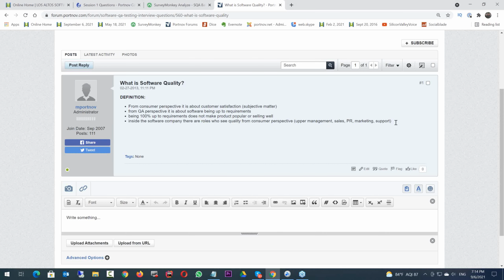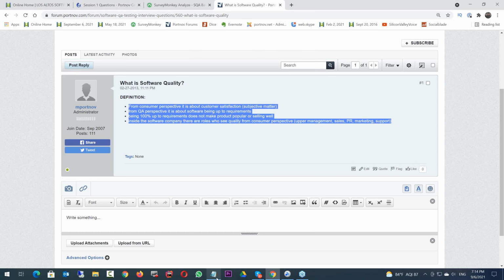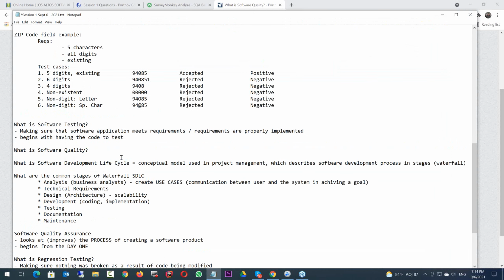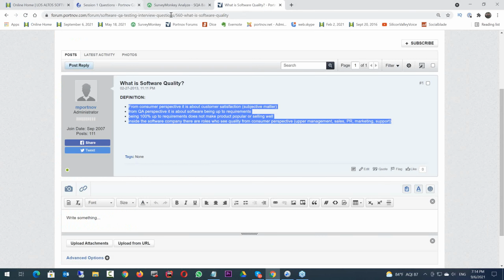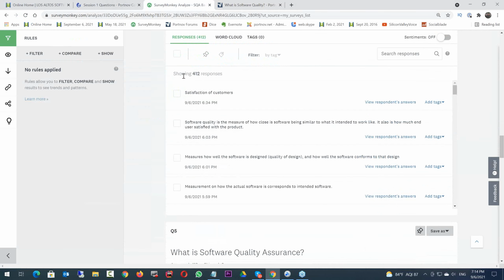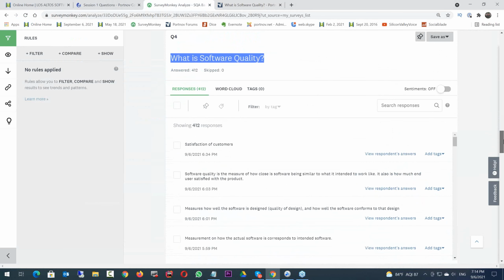Okay, let me take it from here, copy and bring it to your notepad file. Software quality. Let's put it here. It doesn't pick up bullets. Okay, good. What do you say? Satisfaction of customers. Software quality.